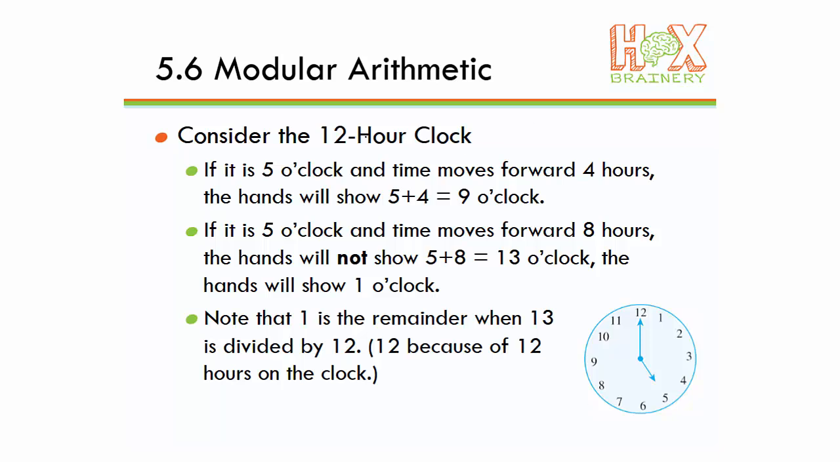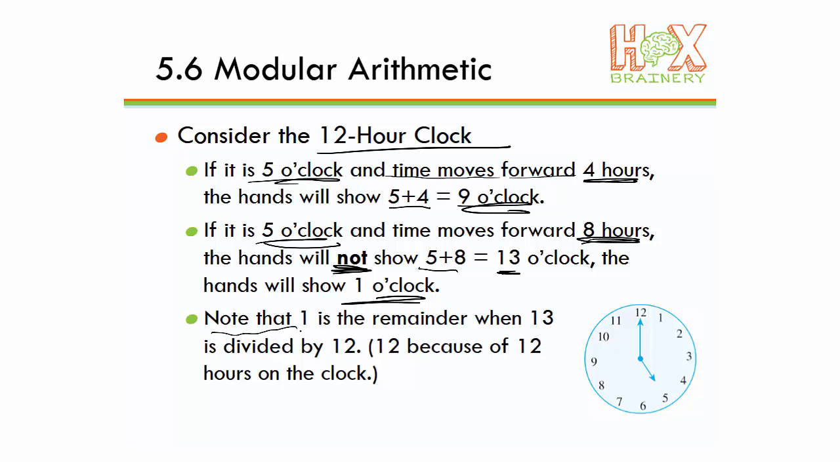Consider a 12-hour clock, something we're all familiar with. If it is 5 o'clock and time moves forward 4 hours, the hands on the clock show 5 plus 4, which is 9 o'clock. If it's 5 o'clock and time moves forward 8 hours, the hands on the clock do not show 5 plus 8, which is 13 o'clock. That does not show up. The hands instead show 1 o'clock.